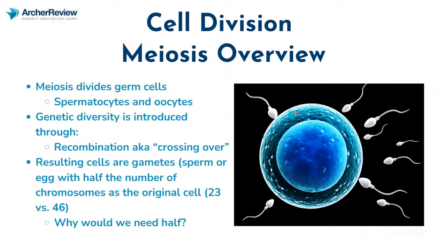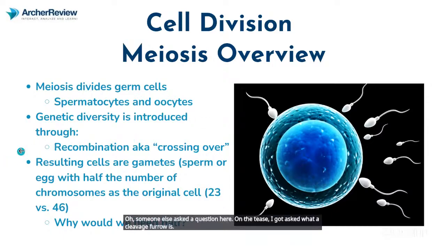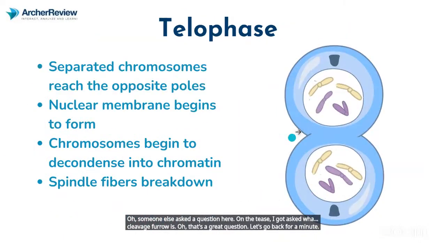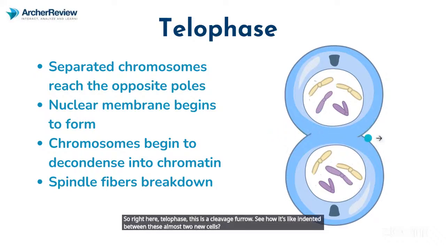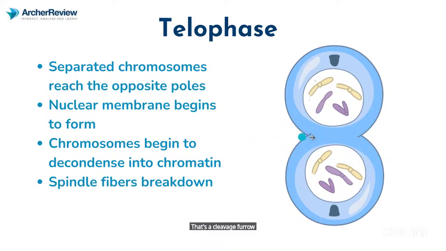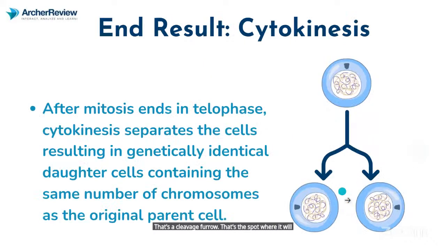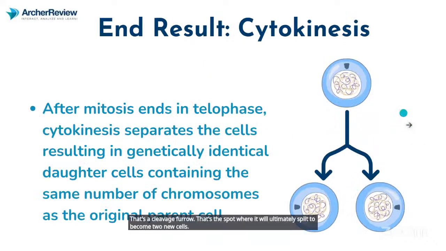Oh, someone else asked a question here. On the TEAS, I got asked what a cleavage furrow is. Oh, that's a great question. Let's go back for a minute. So right here, telophase. This is a cleavage furrow. See how it's indented between these almost two new cells? That's a cleavage furrow. That's the spot where it will ultimately split to become two new cells. All right, moving right along.